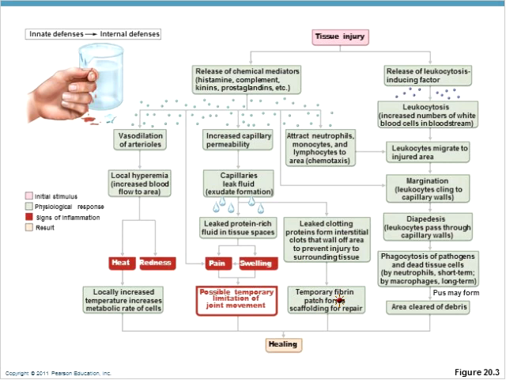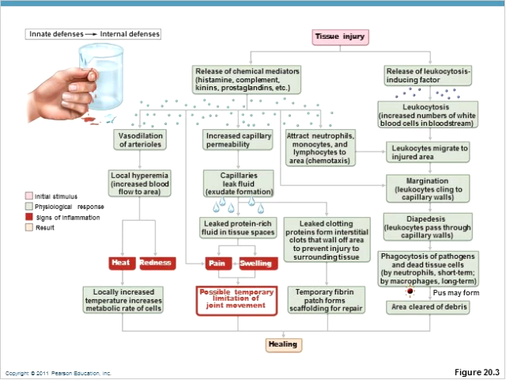We have a release of leukocytosis-inducing factor, which causes leuko, meaning white, cyto, meaning cell, and osis, a condition of. We create increased numbers of white blood cells going into the bloodstream. They migrate to the injured area. They go through margination, which means they are able to escape through the walls of the capillary. They undergo diapedesis, which is leukocytes passing through the capillary walls. Phagocytosis of pathogens and dead tissue occurs by the neutrophils in the short term, by macrophages in the long term, and the area is cleared of that debris.